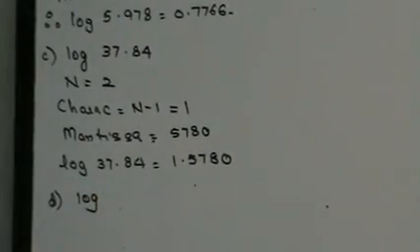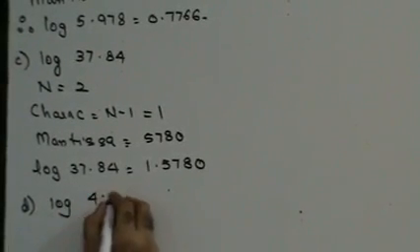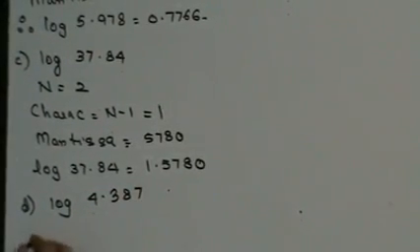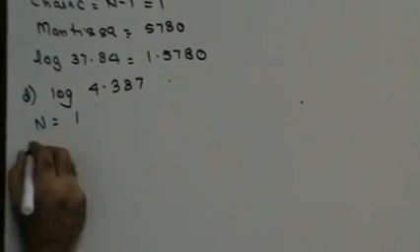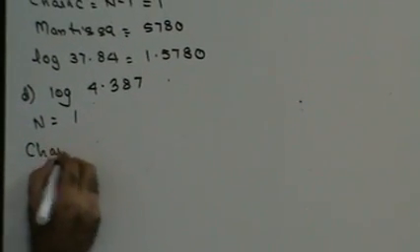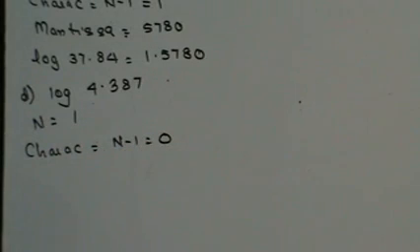Find log of say 4.387. Count the number of digits before the decimal. There is only 1 digit before the decimal, so n is 1. Characteristic is given by the formula n minus 1. 1 minus 1, which is 0.